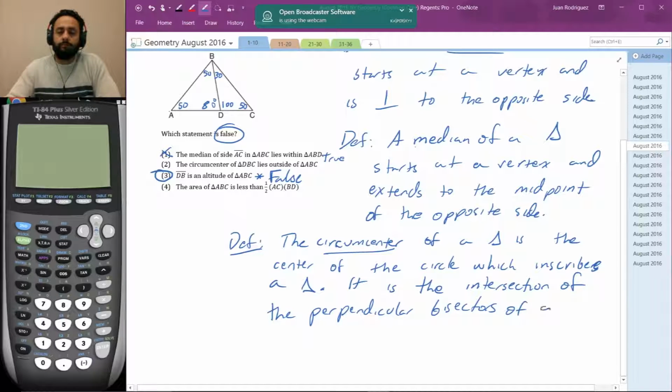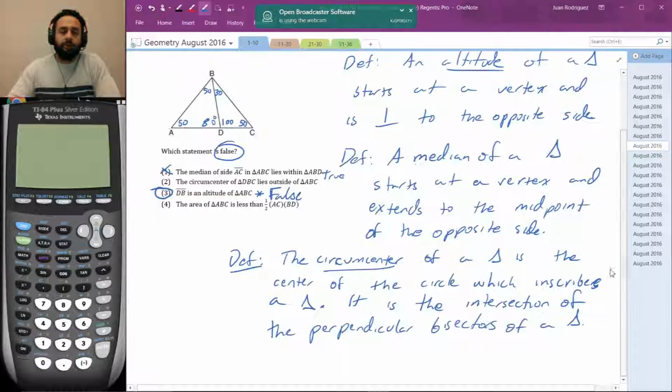So if we look at this triangle BDC, its circumcenter: this is a 100-degree angle, which means that as an inscribed angle, it would be wholly on one side of the circle, which means it does not contain the center of the circle. So the center of this circumcircle is to the right of this triangle, and it's not contained inside this triangle, and in fact is not contained inside triangle ABC. So this is true. Okay, so this is tough to check.